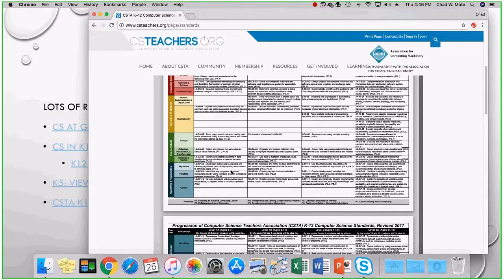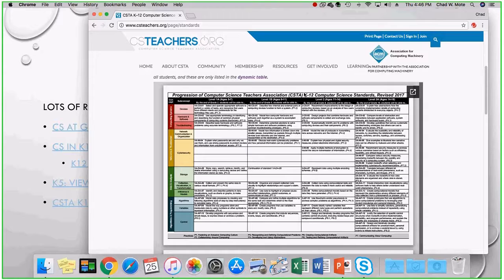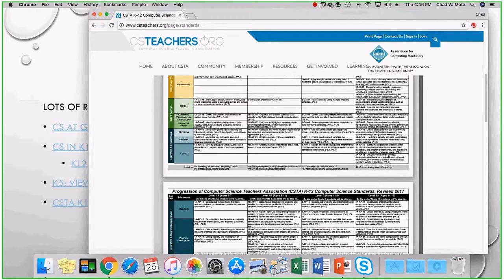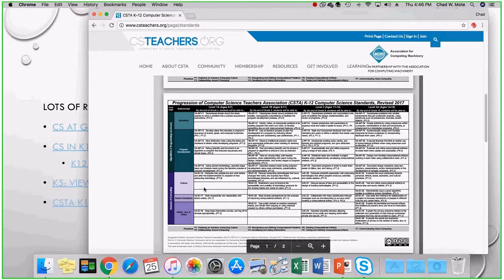But here you can see level 1B, ages 8 to 11, and then 11 through 14. So I'm going to try to make sure that we're crossing K-5 whenever I'm discussing these. And then here we're seeing culture, social interactions.